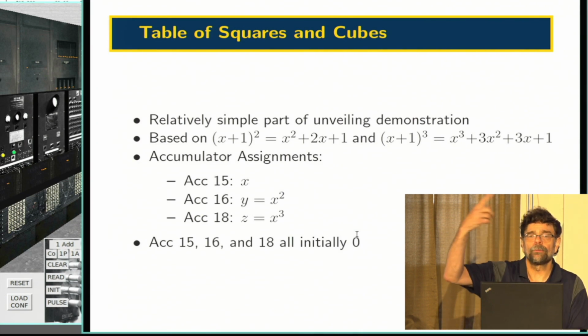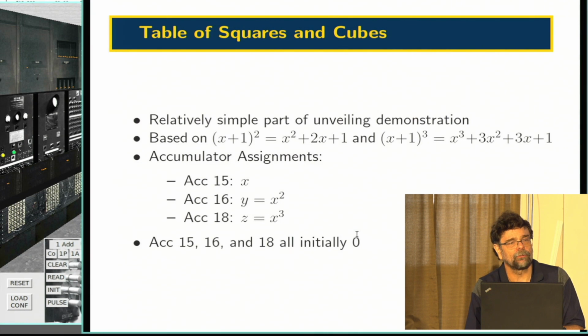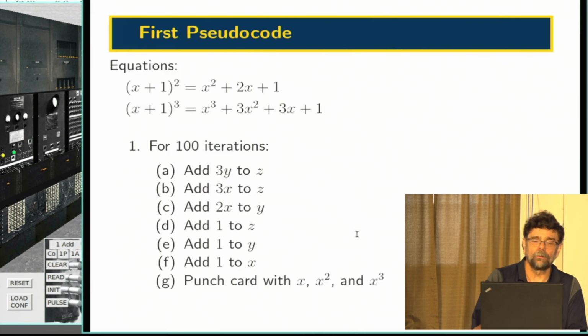And then we're going to go through these updates and punch out a card for each one. So what's the algorithm going to look like? Something kind of like this. Well, I need to add 3x squared to the x cubed here, so that's going to be adding 3y to z. So this addition right here in the second equation is our A step.